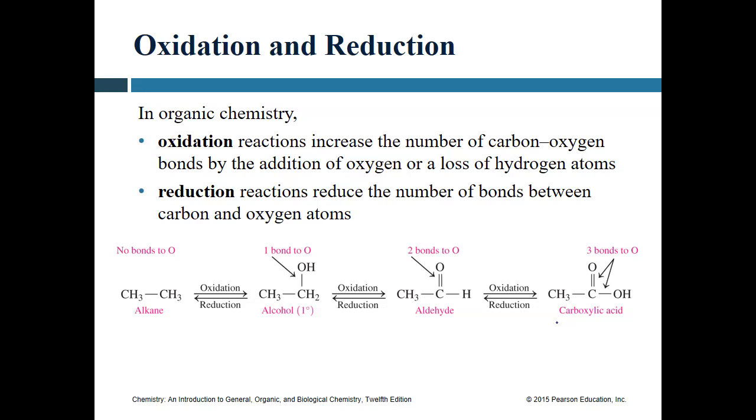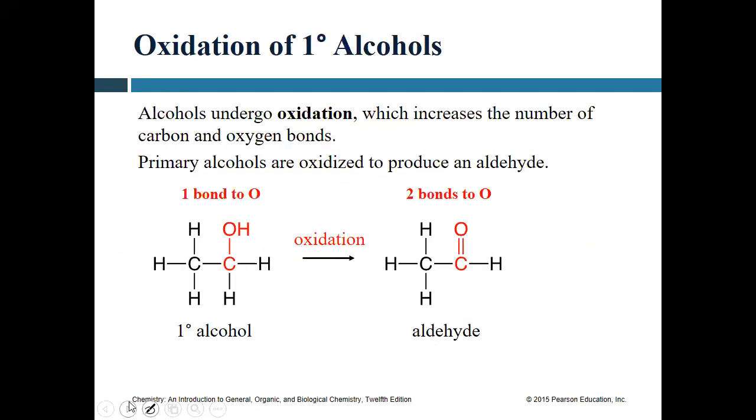But in between, we can go through a series of processes to either add oxygen bonds in terms of oxidation or remove oxygen bonds in terms of reduction. And so that's the primary kind of reaction these compounds go through, these oxidation reduction reactions where we can interconvert between one and another. So let's take a look at an example.